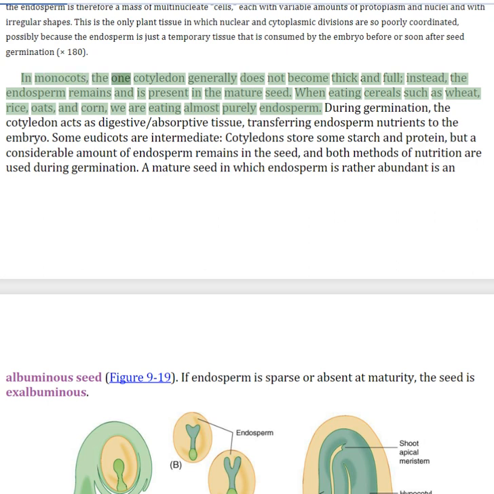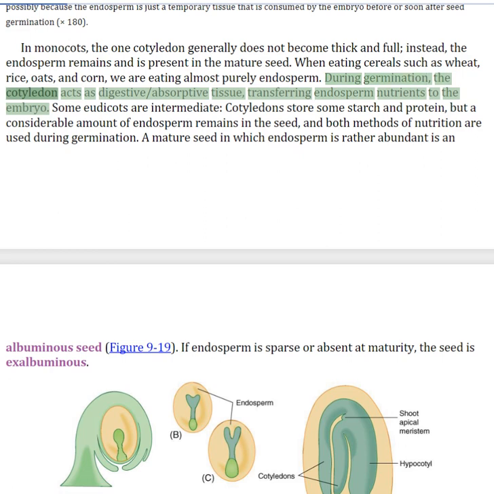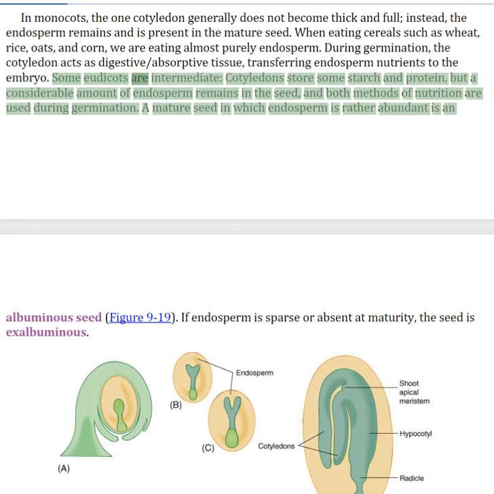In monocots, the one cotyledon generally does not become thick and full. Instead, the endosperm remains and is present in the mature seed. When eating cereals such as wheat, rice, oats, and corn, we are eating almost purely endosperm. During germination, the cotyledon acts as digestive absorptive tissue, transferring endosperm nutrients to the embryo. Some eudicots are intermediate. Cotyledons store some starch and protein, but a considerable amount of endosperm remains in the seed, and both methods of nutrition are used during germination.